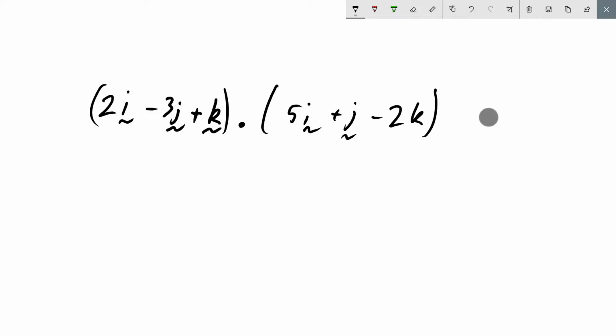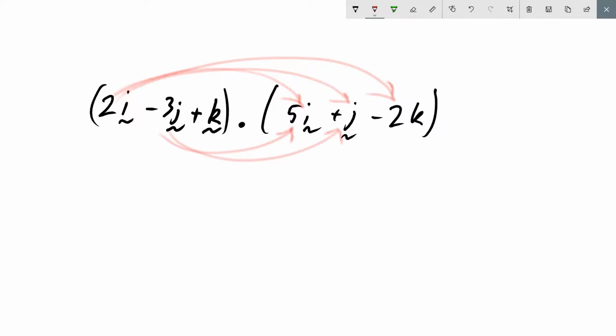When we do a dot of something like this, we use the distributive law. So what that means is we'll take the first term and dot it with the first term there, and then the second term, and then the third term. And then we'll take the second term and do the same process. And then we'll get the last term and do it once more. Alright, sounds easy enough, let's do it.